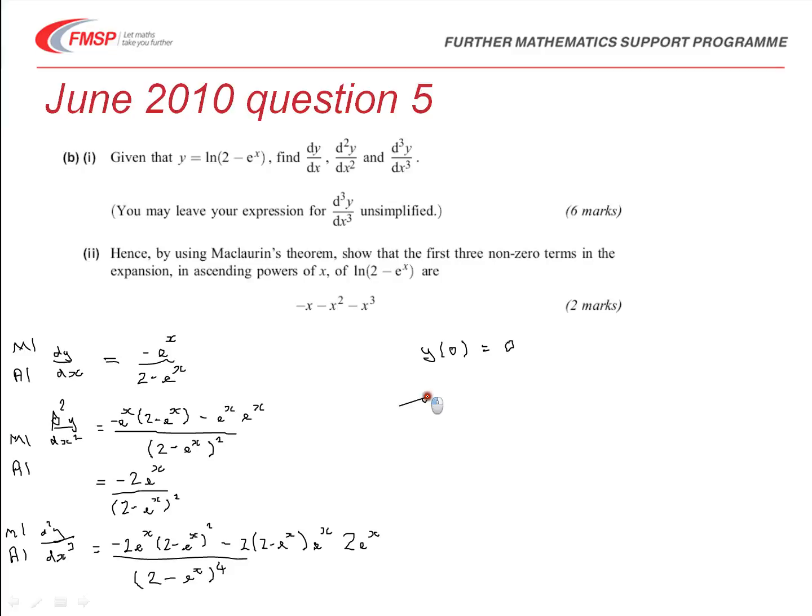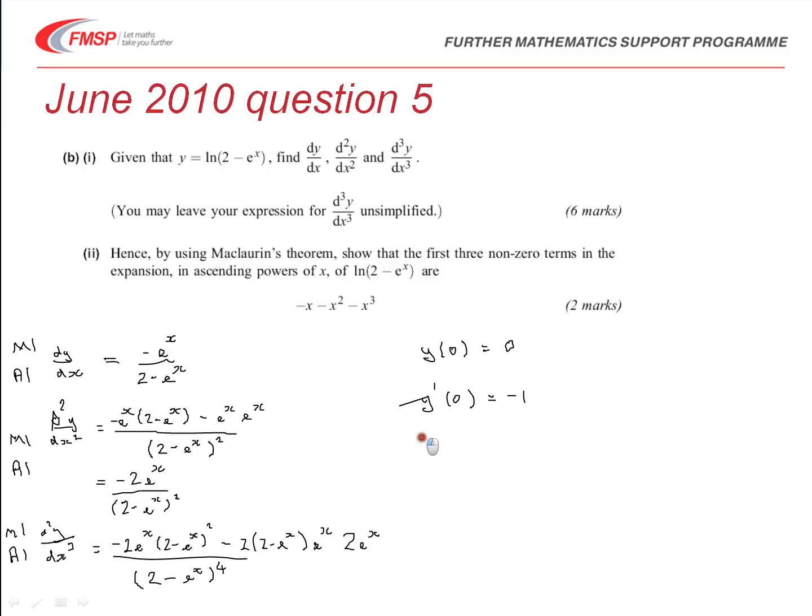Similarly then, if we do y dashed or dy by dx at 0, you can see we've got a lot of e to the x. We know e to the 0 is 1, so that's minus 1 over 2 minus another 1, so that will give us minus 1 over 1, so that's negative 1.